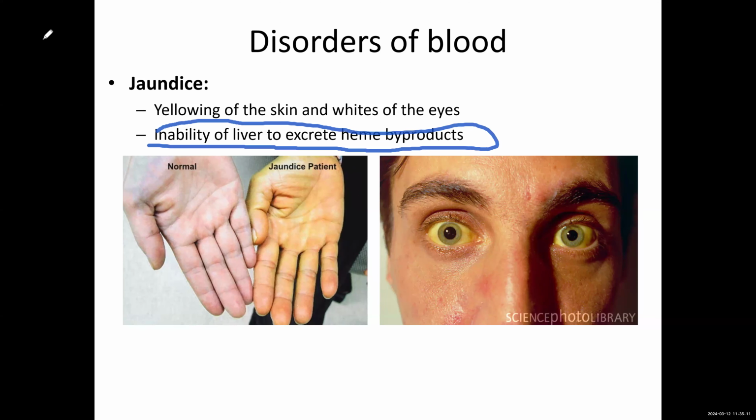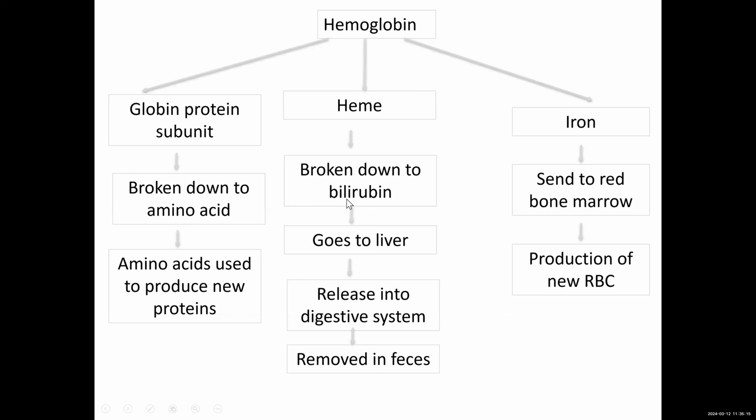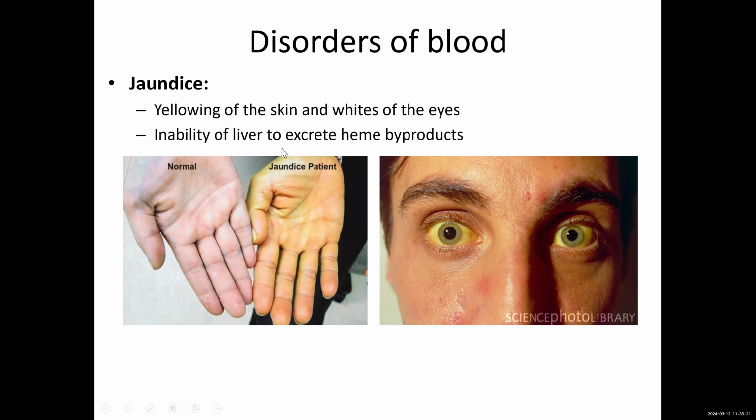So if you go back over here, this heme is broken into bilirubin, and your liver needs to release it into the digestive system, and it needs to be removed in feces. If your liver fails to do it, then this bilirubin gets into the blood and blood carries it through your body, and your skin and your eyes have this yellow color.